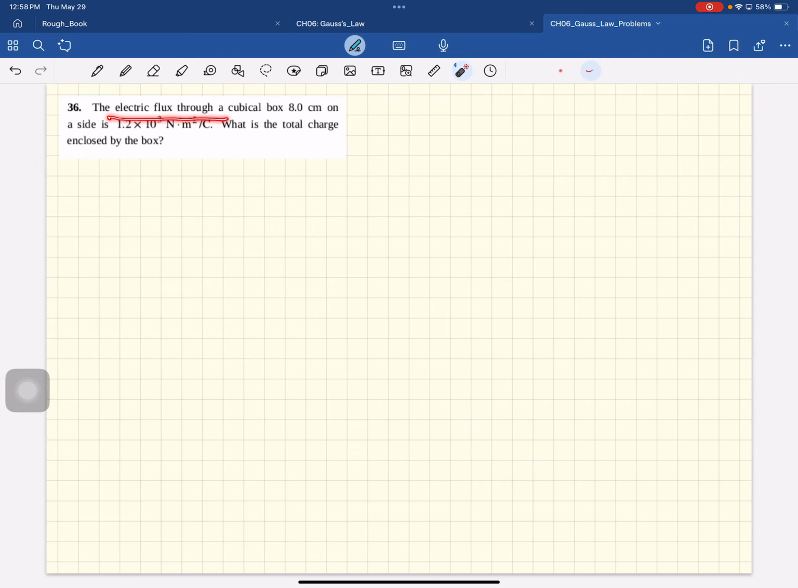The electric flux through a cubical box, 8 centimeters on the side, is that much. What is the total charge enclosed by the box? Okay, so the flux is charge inside divided by epsilon naught.